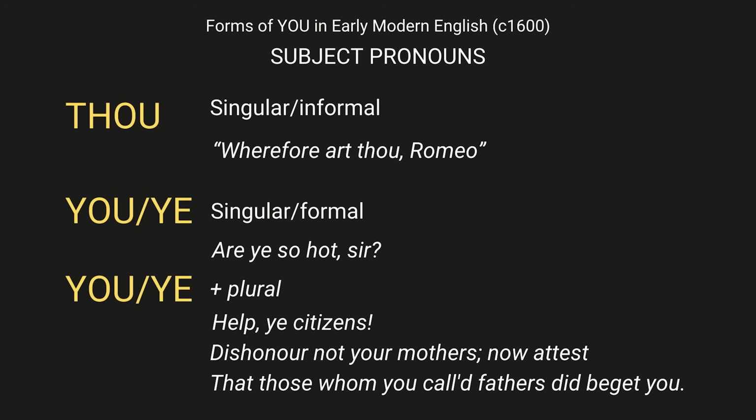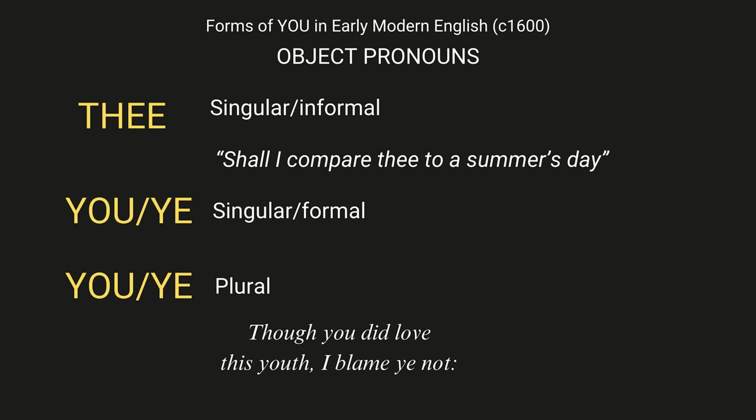To speak to someone more formally, you could use you or ye. In earlier centuries, these words were different. You was used as the formal singular and object plural pronoun, and ye was a plural subject pronoun. But by 1600, these nuances had largely died out, and both words were used interchangeably, as is attested by these Shakespearean examples.